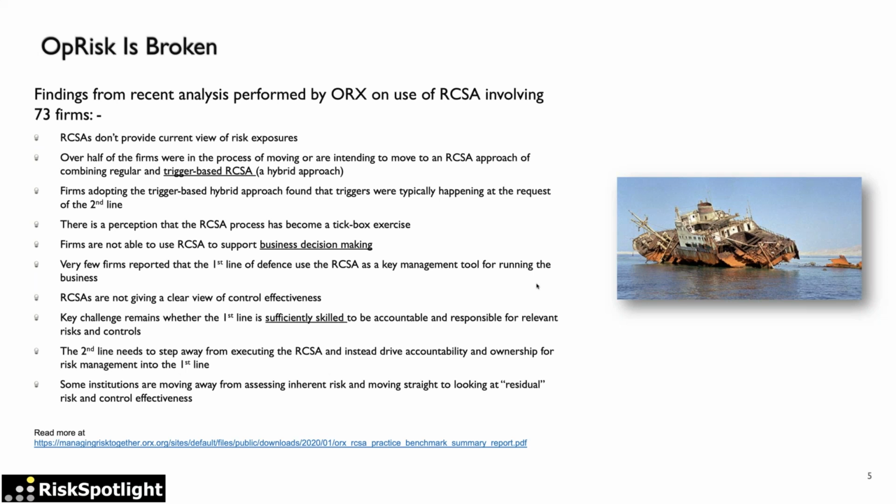The second line needs to step away from executing the RCSA and drive the accountability and ownership for risk management into the first line. So again, we're going to touch on that, where the second line should be providing more of the oversight, the framework and the processes, but should not have to get involved. But that requires that the right things have been done with the first line, so that they can actually do the right things from a risk management perspective, and only then can the second line step away.